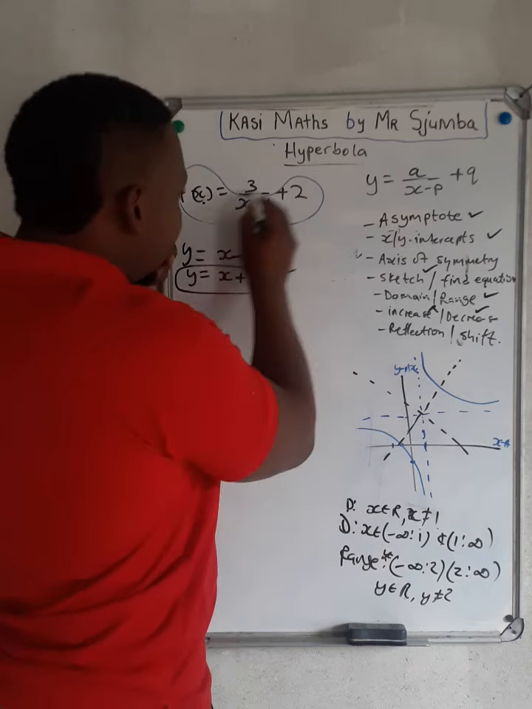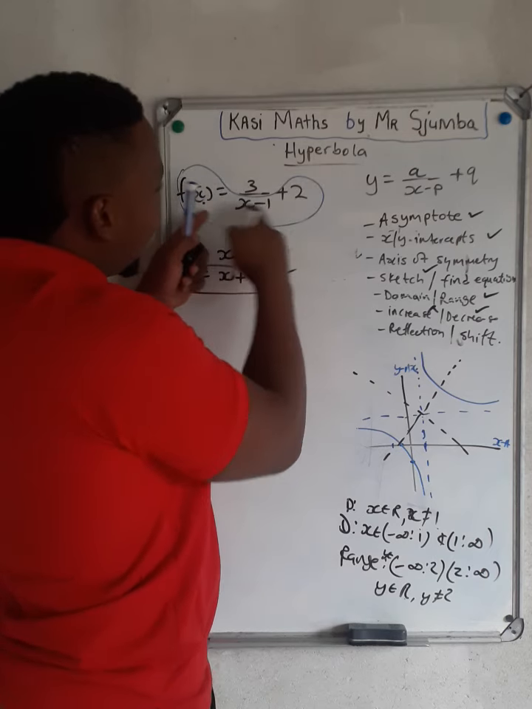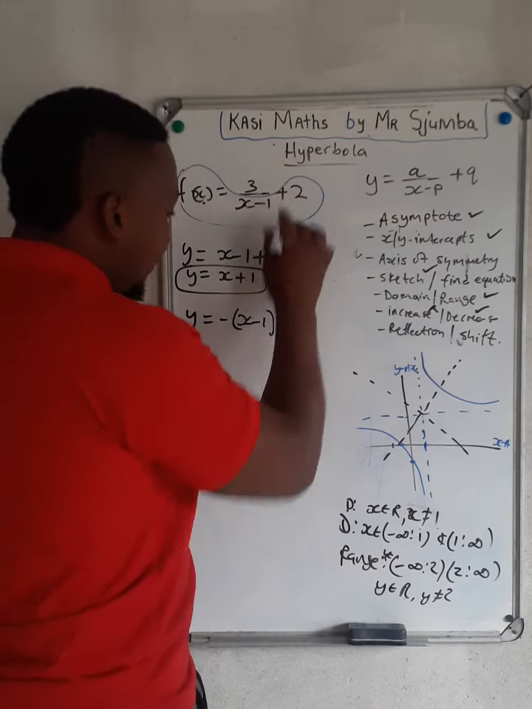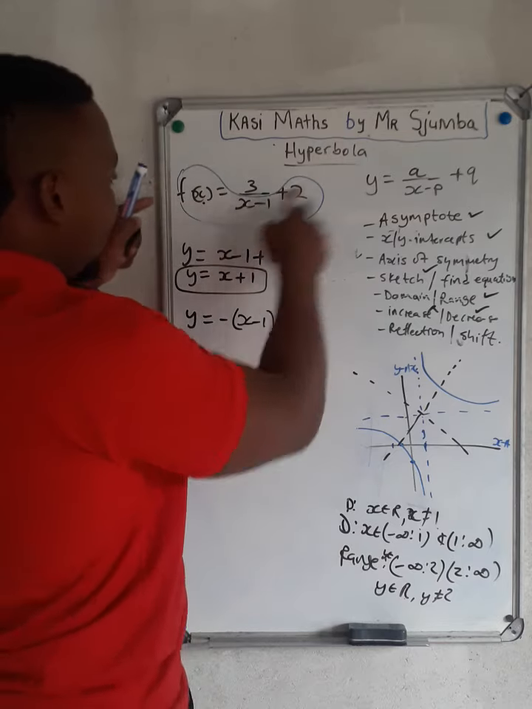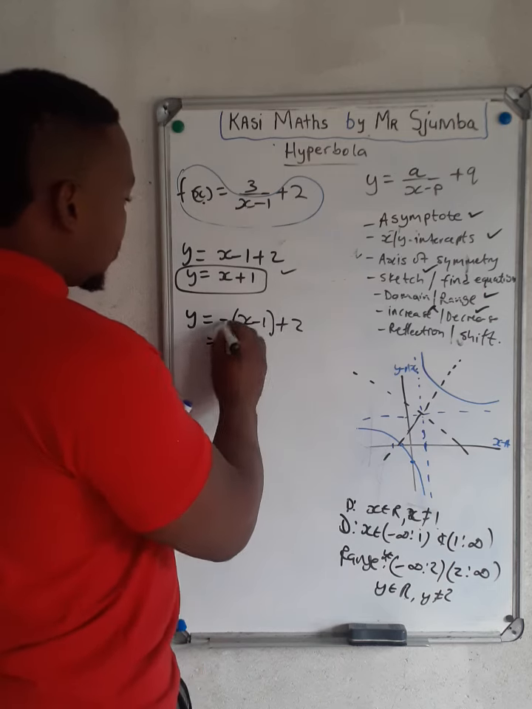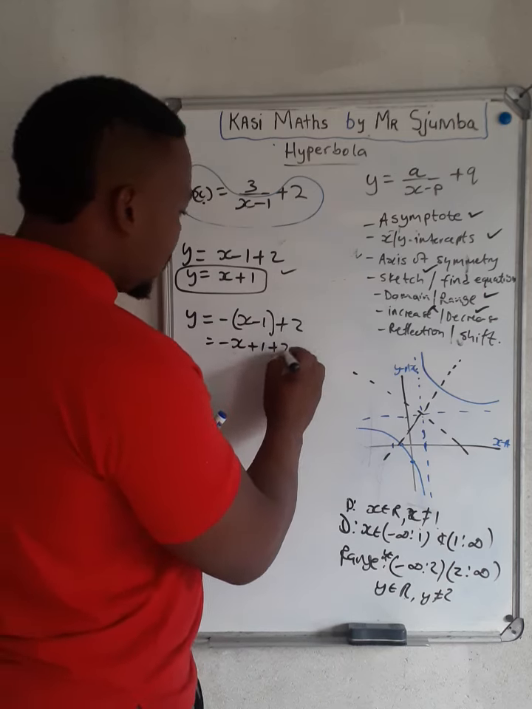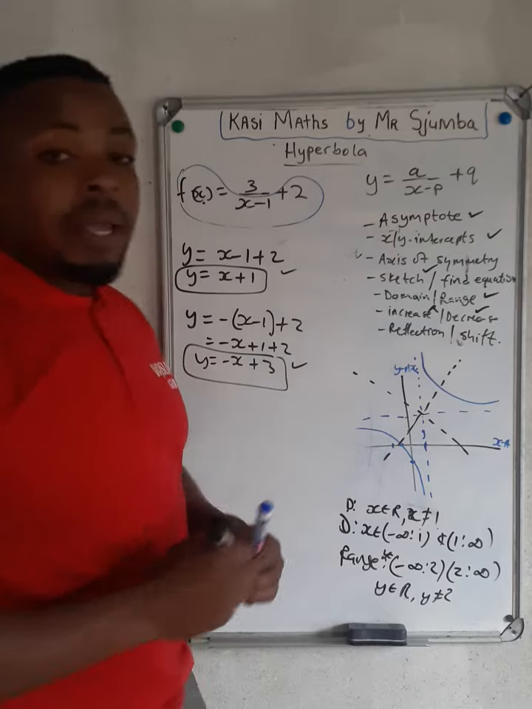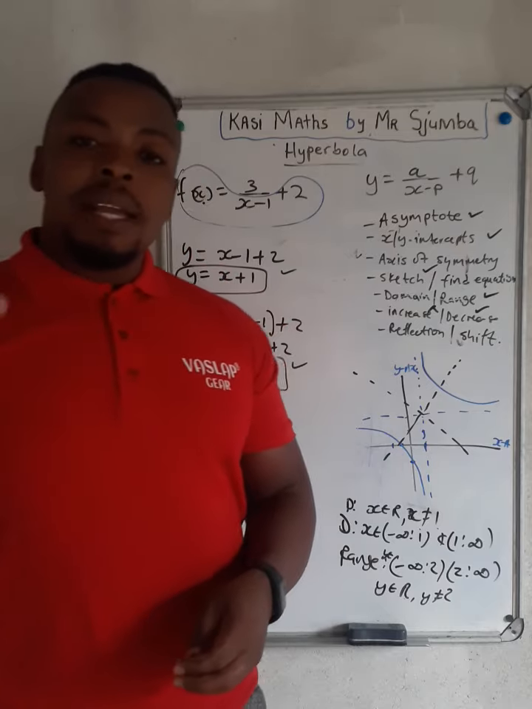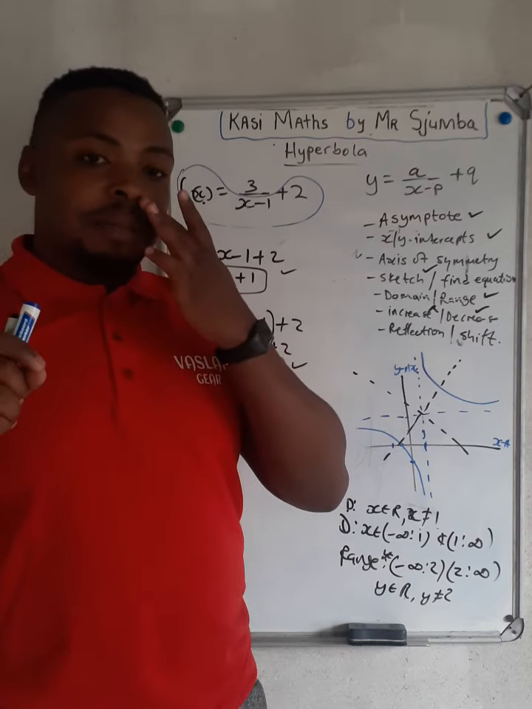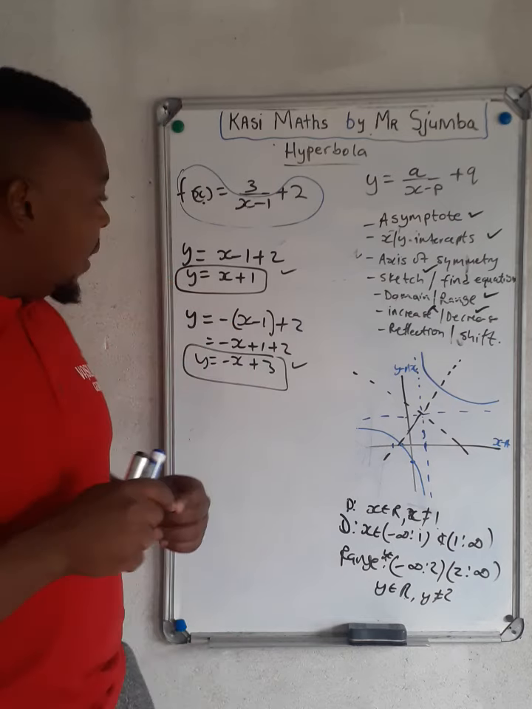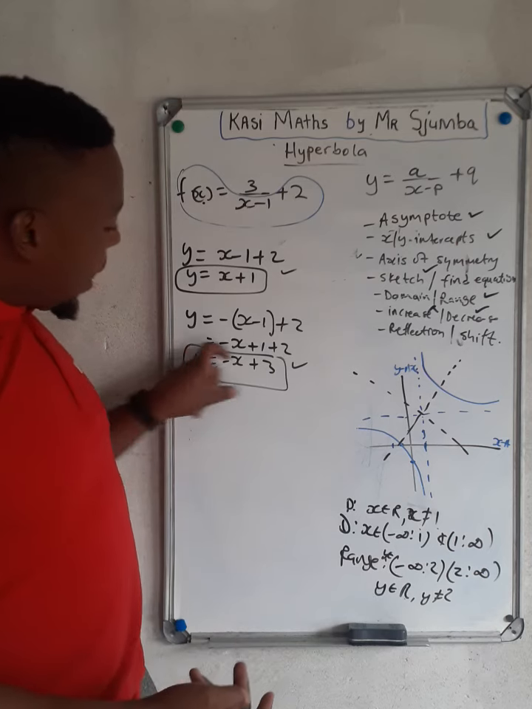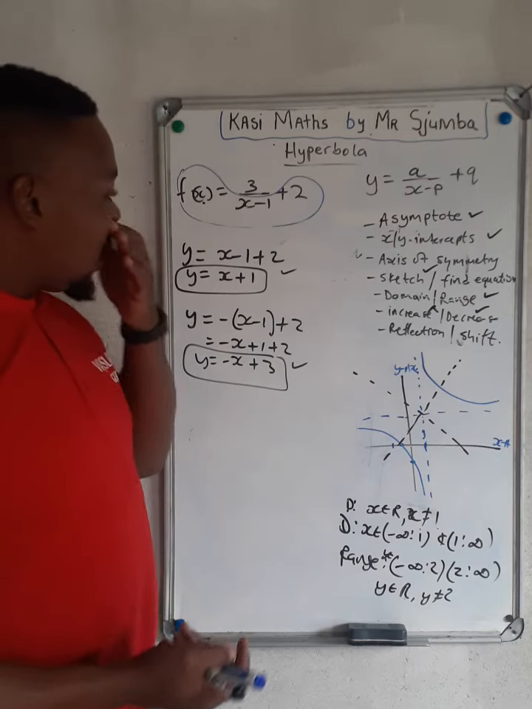We take the same part, but the denominator sign changes, minus 1. So y equals minus, with the bracket, x minus 1, plus 2. So we take the same thing, but we change the sign. So we get minus x plus 1, plus 2. So minus x plus 3. So that's the equation when I need the axis of symmetry with a negative gradient. So this is how you find the axis of symmetry.